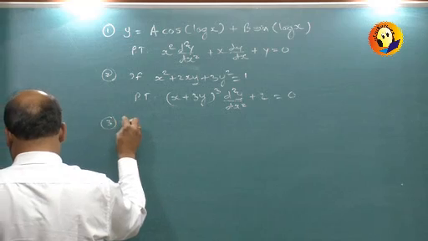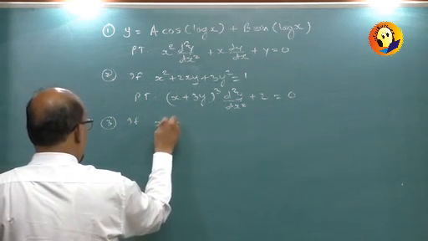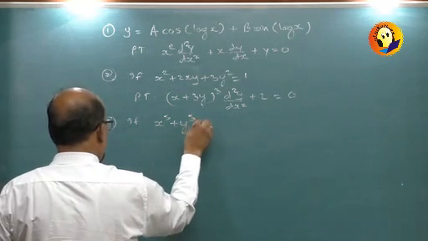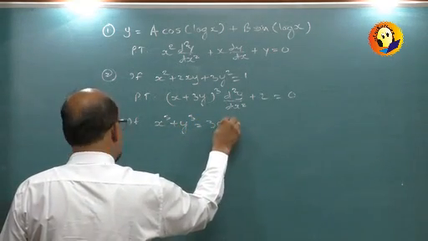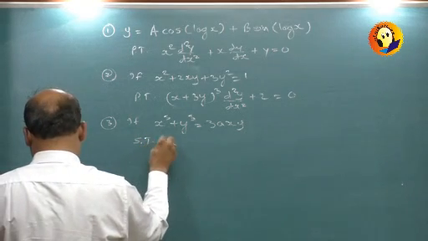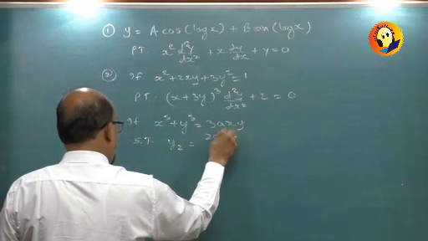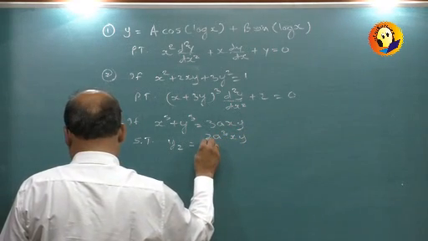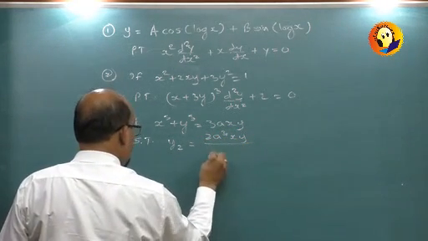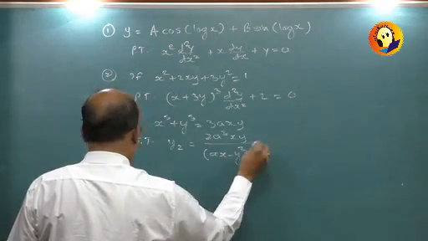Third, if x cube plus y cube equal to 3axy, show that y2 is equal to 2a cube xy upon (ax minus y square) bracket cube.